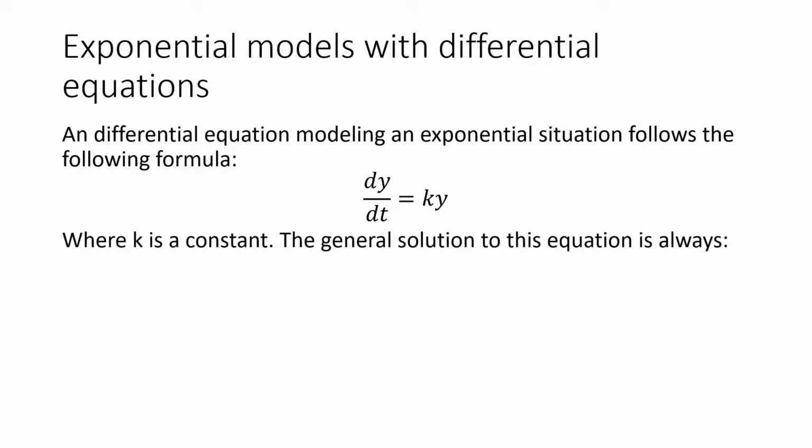k is a constant in this situation, so you could probably tell from this that something like e to the power of kt would be a solution to this, because the derivative of e to the power of kt is just k times e to the kt, and that's just k times y.